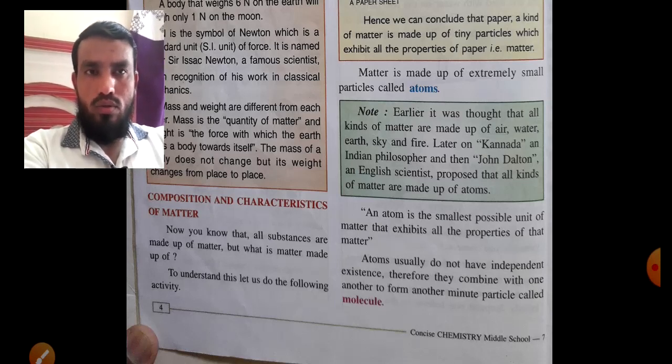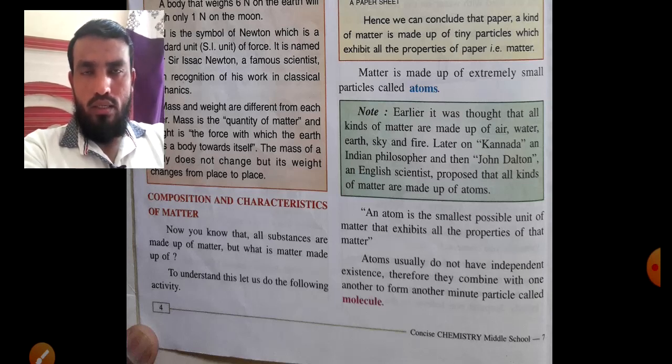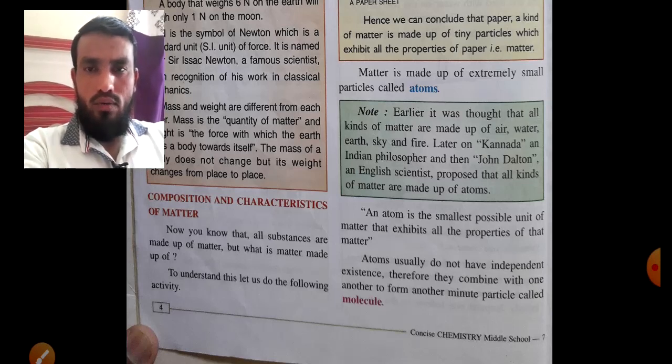What are molecules? We will discuss that in our next lecture, but keep the sequence in your mind. Atoms are the smallest unit that come together and make molecules, and molecules come together and make any matter, whether it is solid, liquid or gas.